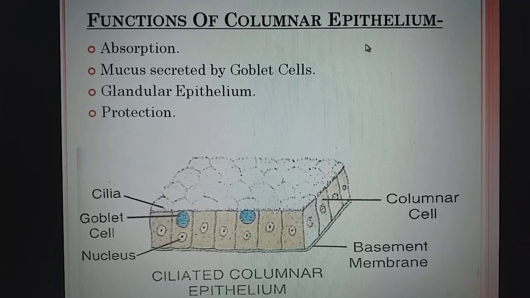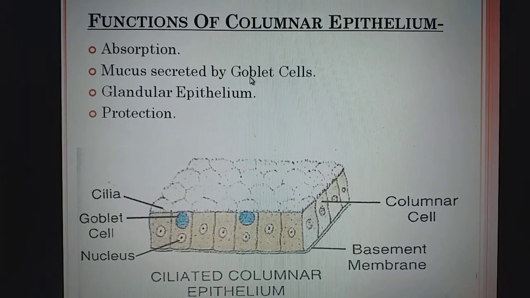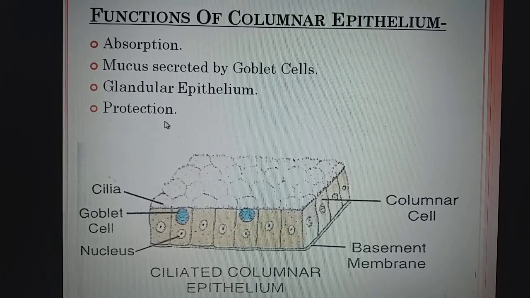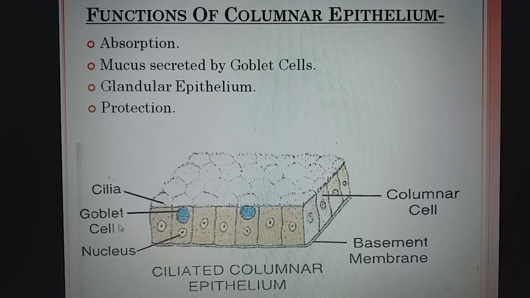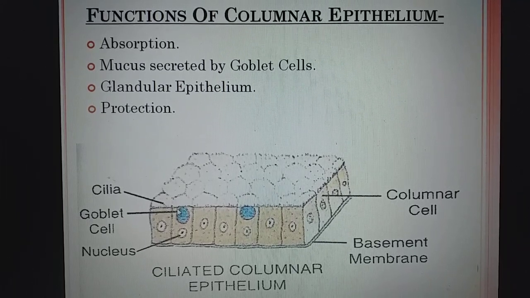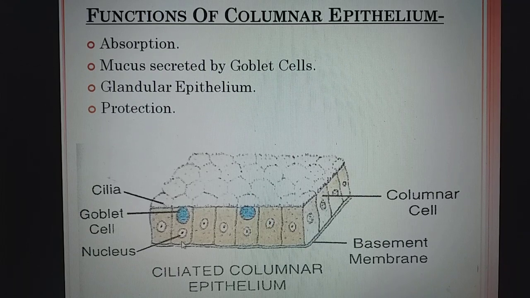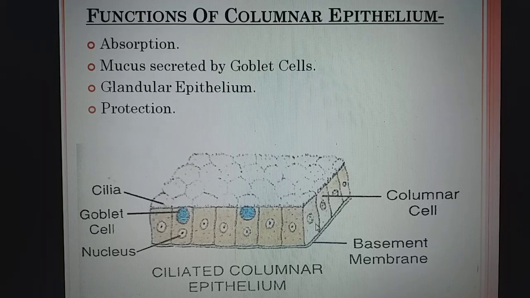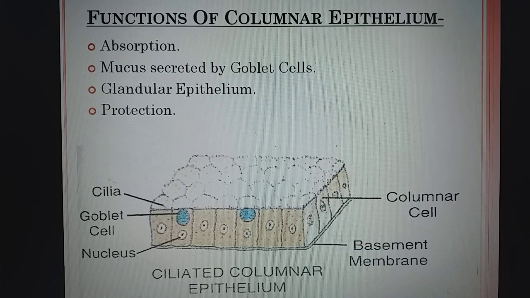Now, function of columnar epithelium. It helps in absorption, it helps in mucus secreted by the goblet cells, glandular epithelium, and it also helps in protection. Now, see the figure of the columnar epithelium. See here, if it contains the hair-like structure, then it is known as the ciliated columnar epithelium. See, the nucleus is at the base. Here the basement membrane is there that separates the epithelial tissue from the underlying connective tissue. See here, these are the columnar cells.